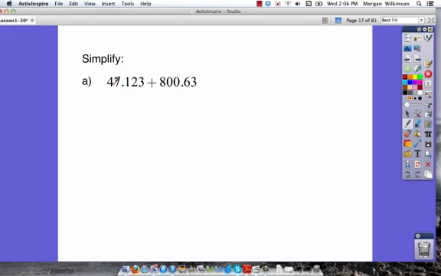If we look at our next problem, we've got 47 and 123 thousandths plus 863 hundredths. Okay? Now when we do these problems, the most important part about it is to line up the decimal point. When I say line up the decimal point with an exclamation, I mean it, because you have to do that in order to get these problems correct.